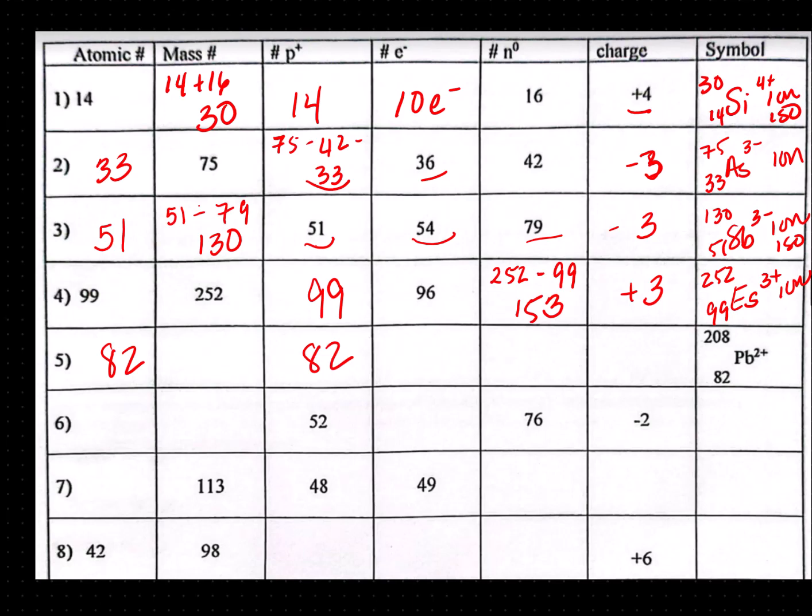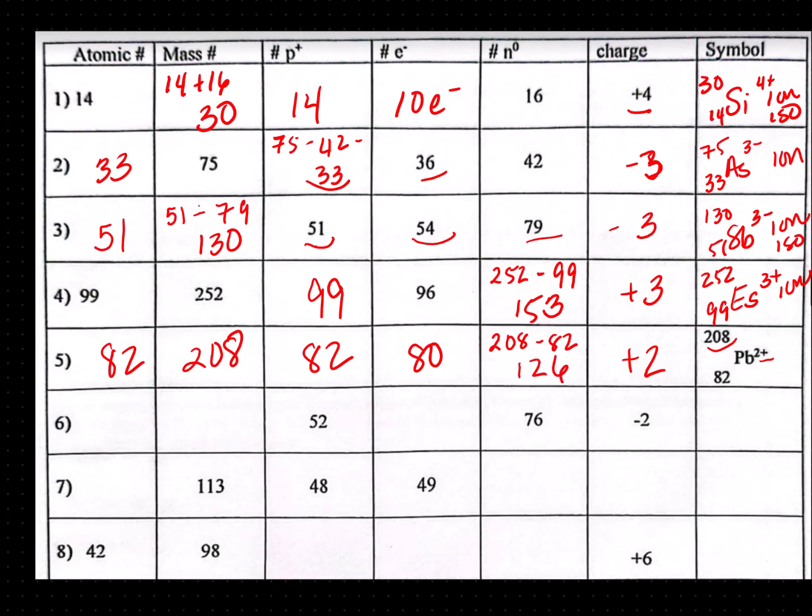The number of electrons is not the same as the protons, because it has a charge of +2. This is a cation, so it's going to have 2 fewer electrons than protons, so 82 minus 2 will give you 80. Since the mass number is given, we find the number of neutrons by taking the mass number minus the atomic number, which gives you 126. This is an ion. It is not an isotope because it matches the periodic table.